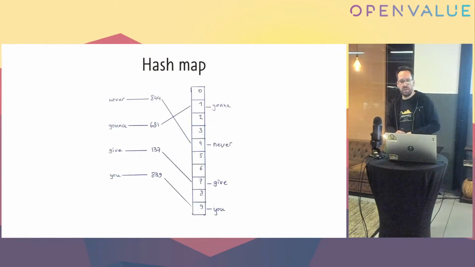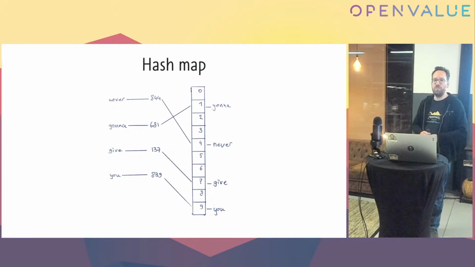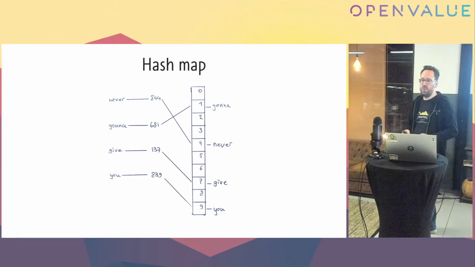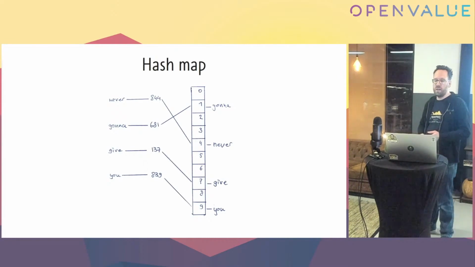Another data structure that we often use is the hash map. It contains a list of buckets. Every bucket has a number assigned to it. And if you want to put something into the bucket, then you calculate the hash code. You do a modulo on that hash code with the number of buckets that you have, and then you have the bucket where you should put it.